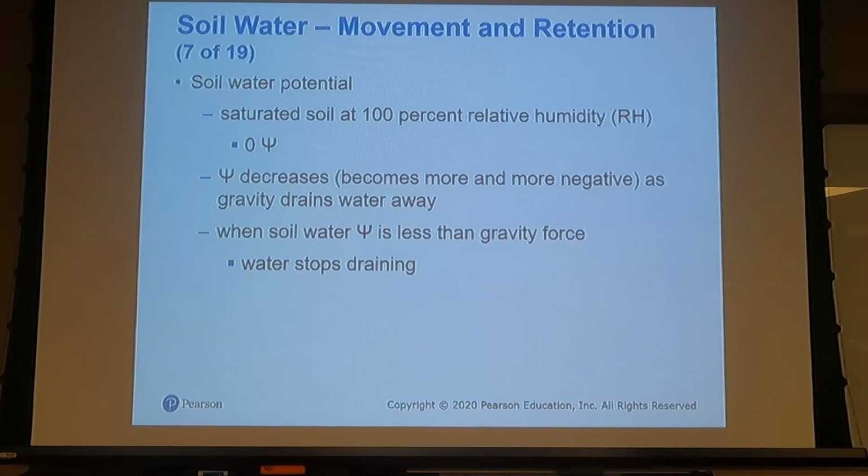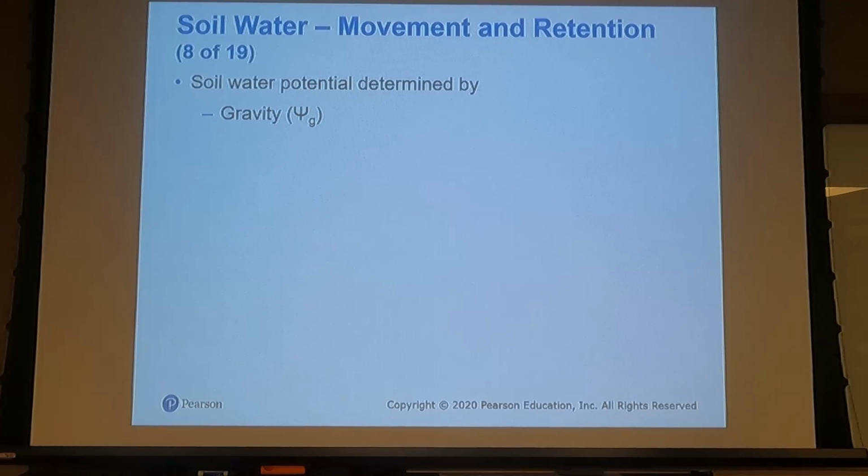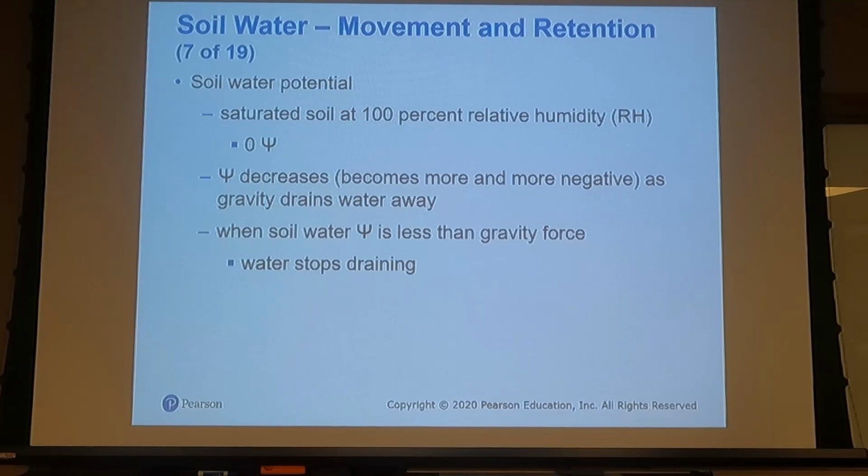So as gravity drains some of that water away, our psi will become more negative. And when the soil psi is less than gravity force, that's when the water stops draining. We've reached field capacity.